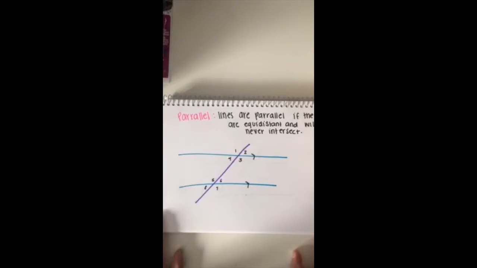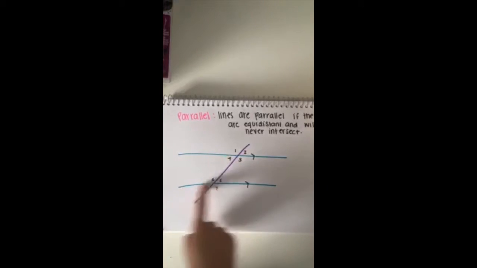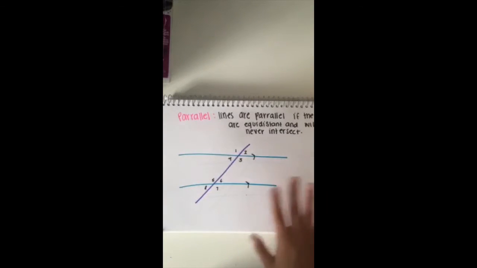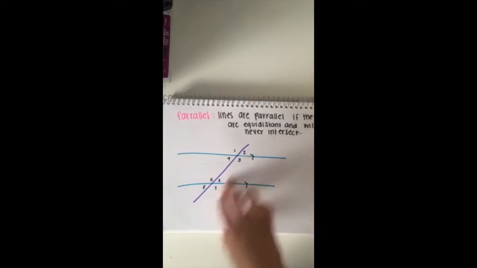In order to understand transversals and angles, you have to understand parallel lines. So lines are parallel if they are equidistant and never intersect. And so these two blue lines are parallel because they're equidistant, but they would never intersect. And this is a transversal.